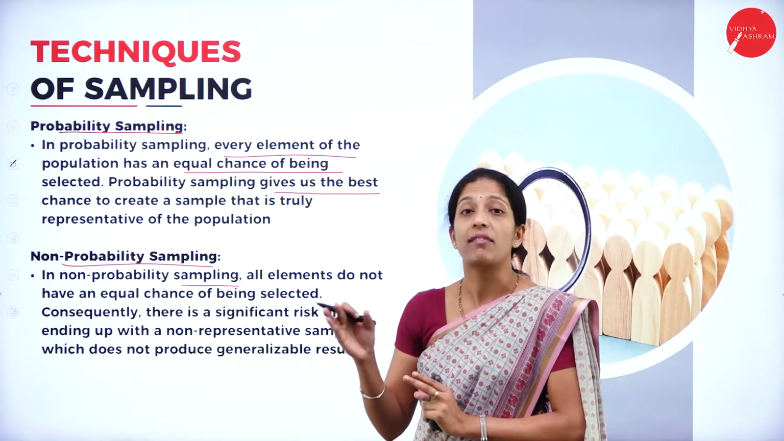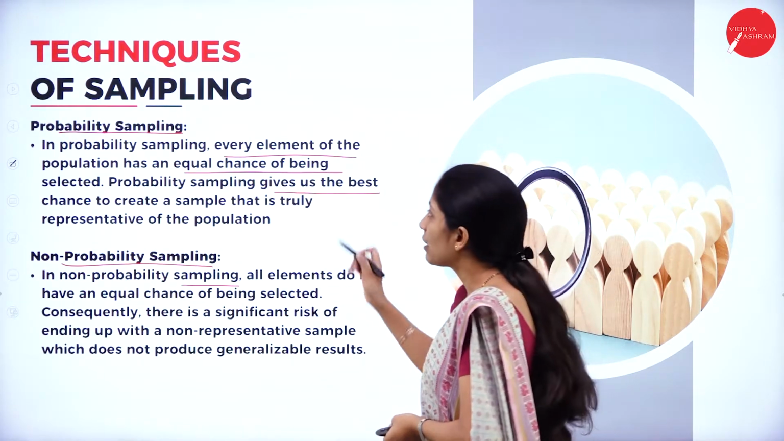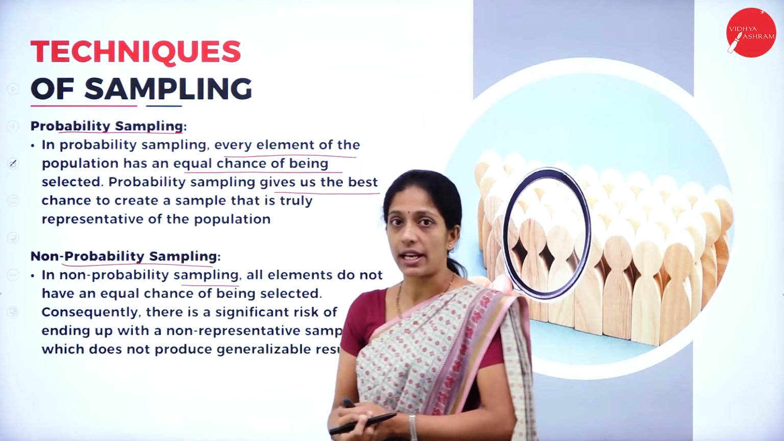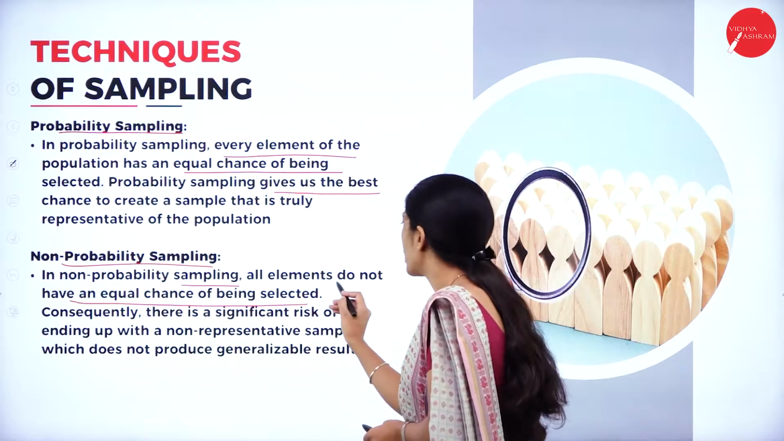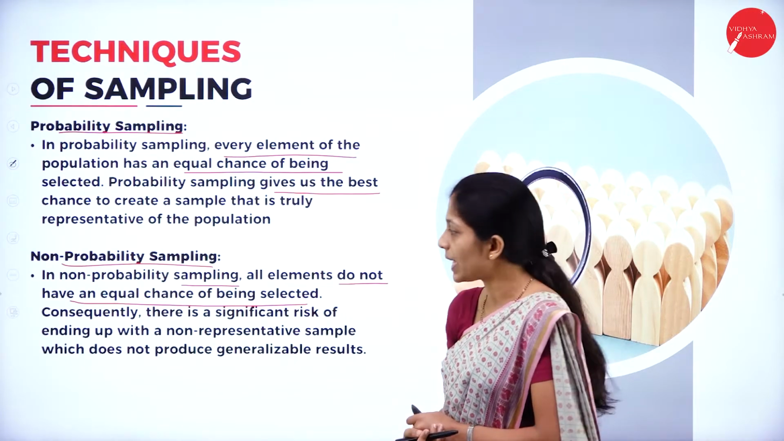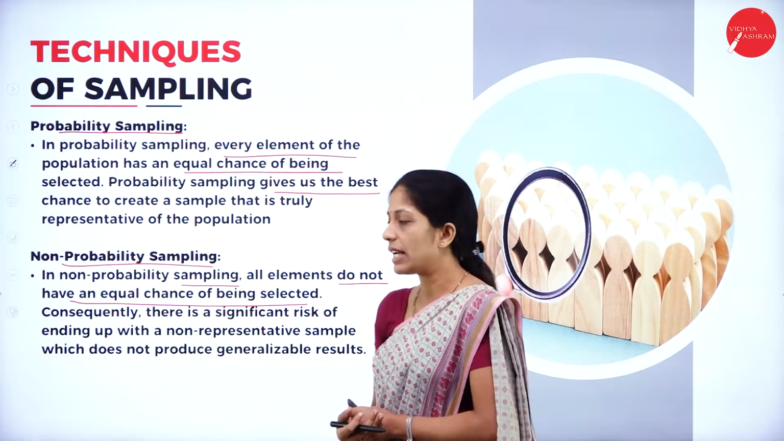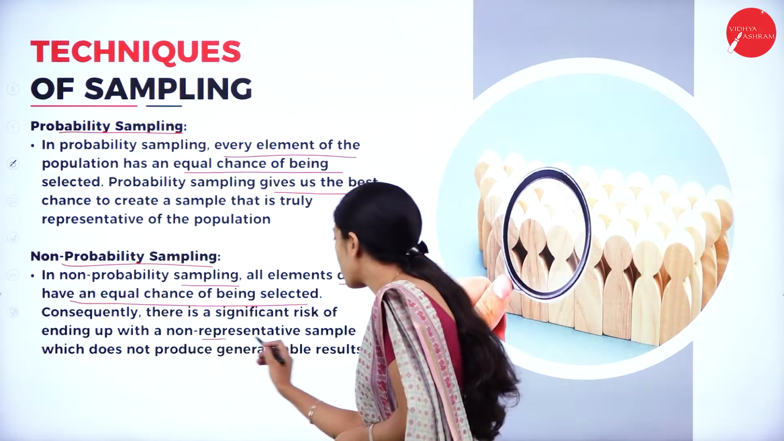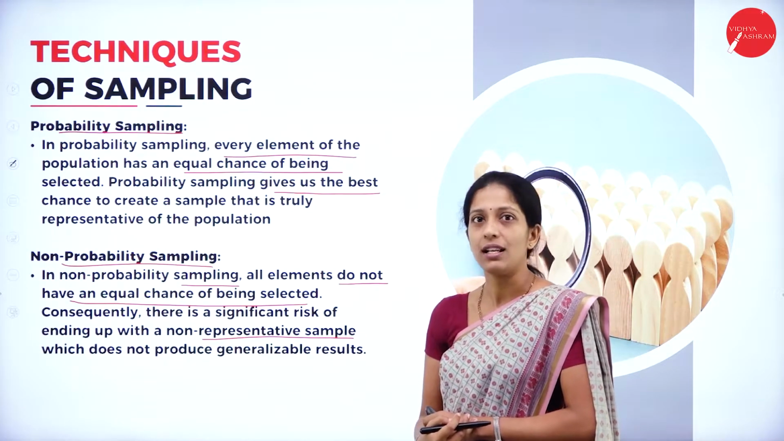So they will not have a chance to be selected. Whereas in probability sampling, they have an equal chance of being selected. But here they will not have an equal chance. So they do not have an equal chance to be selected. Consequently, there is a significant risk in ending up with a non-representative sample which does not produce generalizable results.